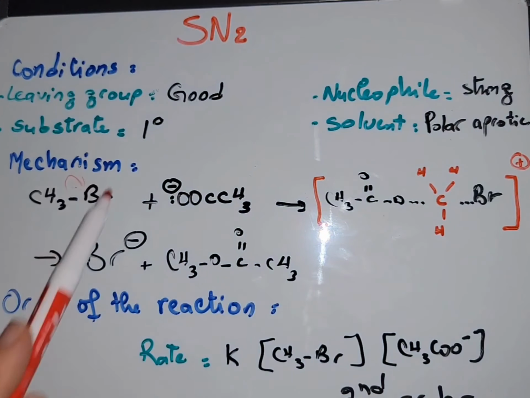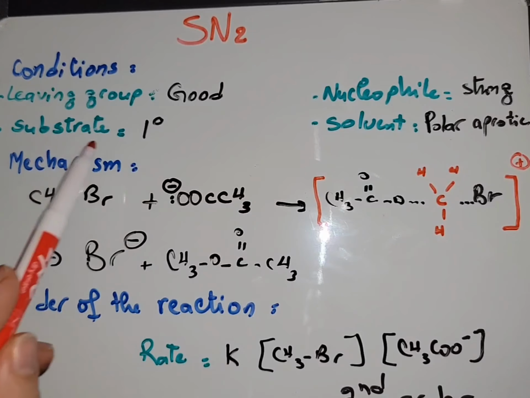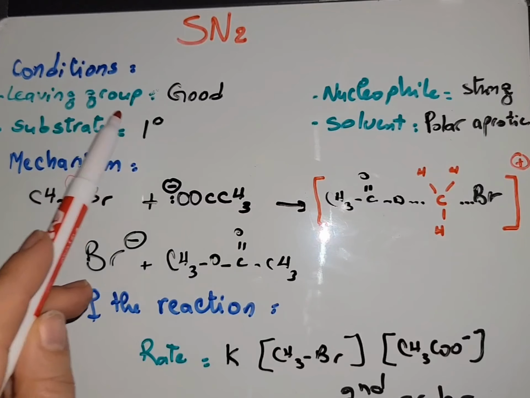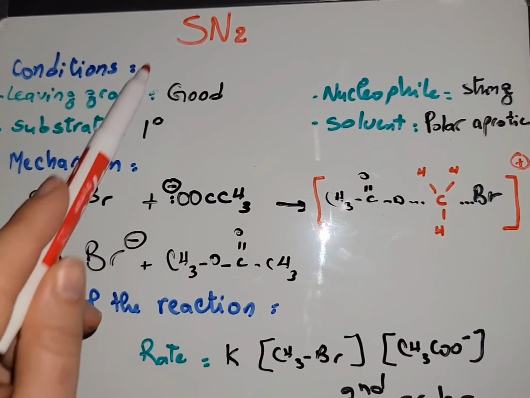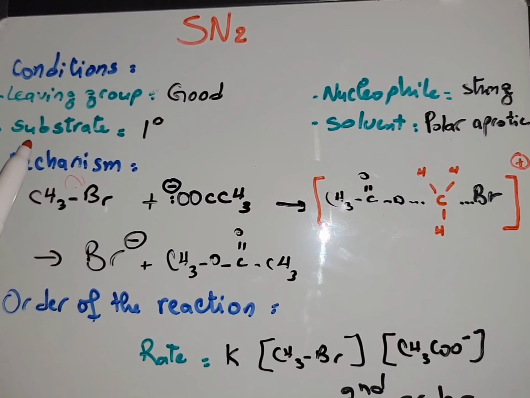For the substrate, it's the carbon bonding to the leaving group. It has to be primary. In some cases, we have a secondary carbon, but the SN2 reaction with a secondary carbon is slower than SN2 occurring on a primary carbon.